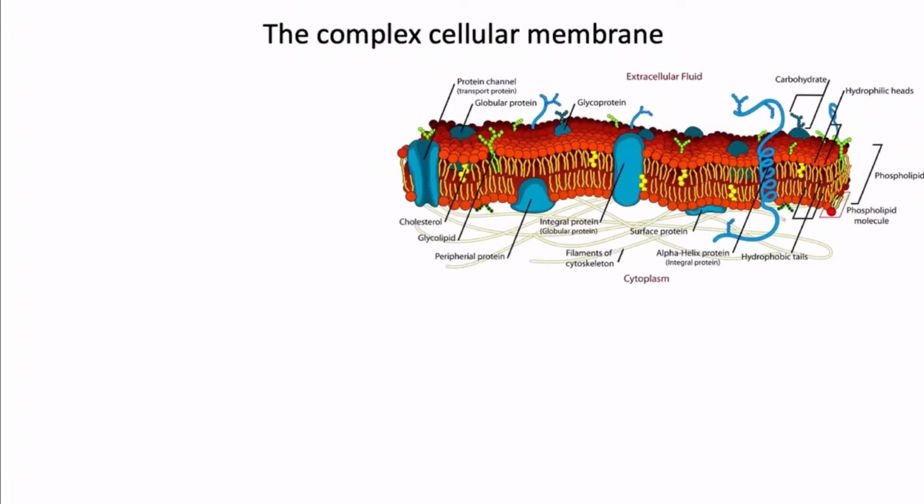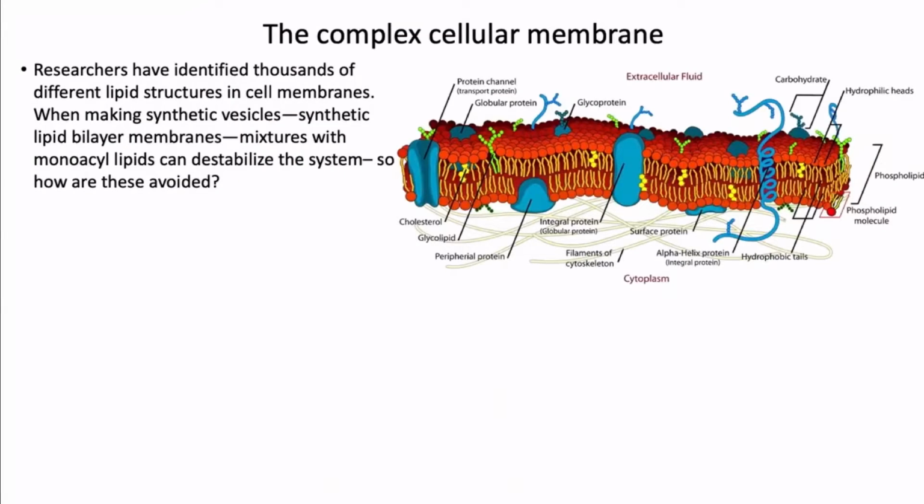So, the complex cellular membrane. This is actually what the membrane of a cell looks like when it's made really, really simple in cartoon form. Researchers have identified thousands, actually 40,000 different lipids now have been identified in cell membranes. Not just one. Every protocell experiment uses one type of lipid. Actually, a cell is made up of thousands of different types.